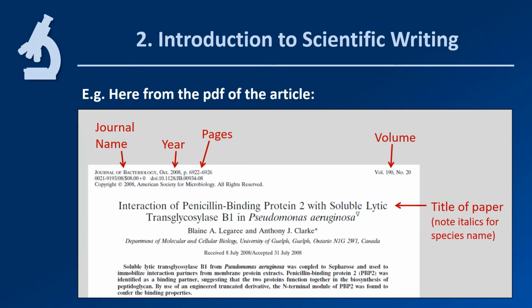There's the title, and notice in this case here they did it properly in that they put the genus and species name of the organism in italics, so that's proper. There's the name of the authors. You can see our full names, not our initials. And then there's also an abstract, which is of course, the summary of the paper.